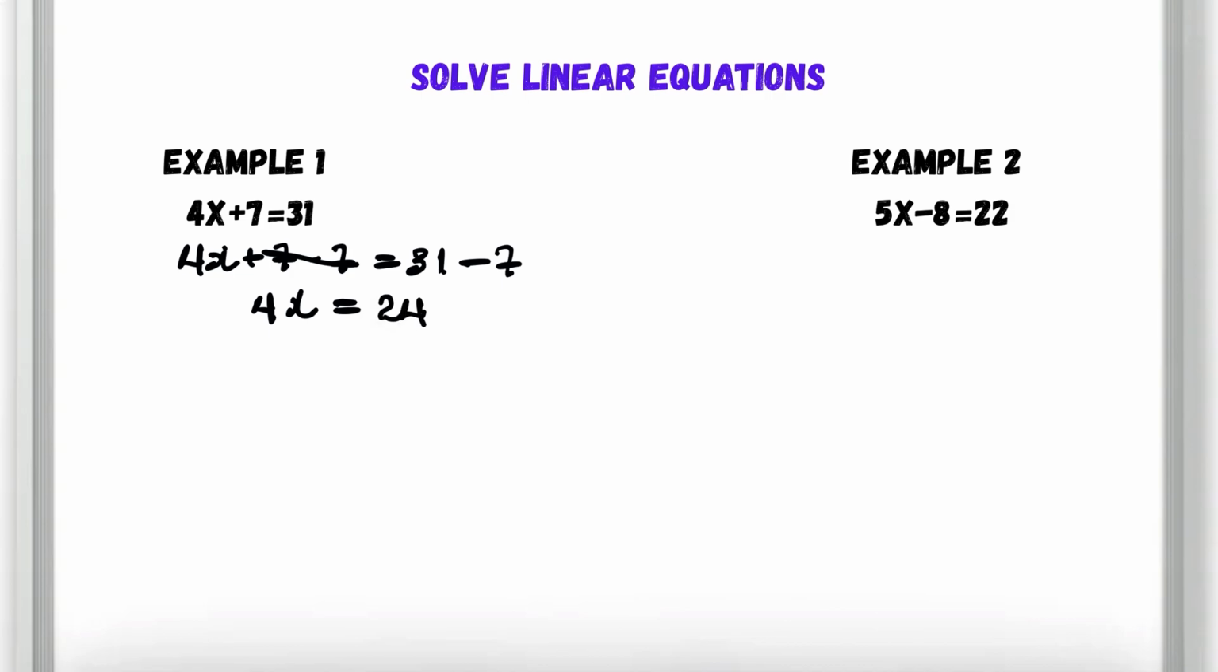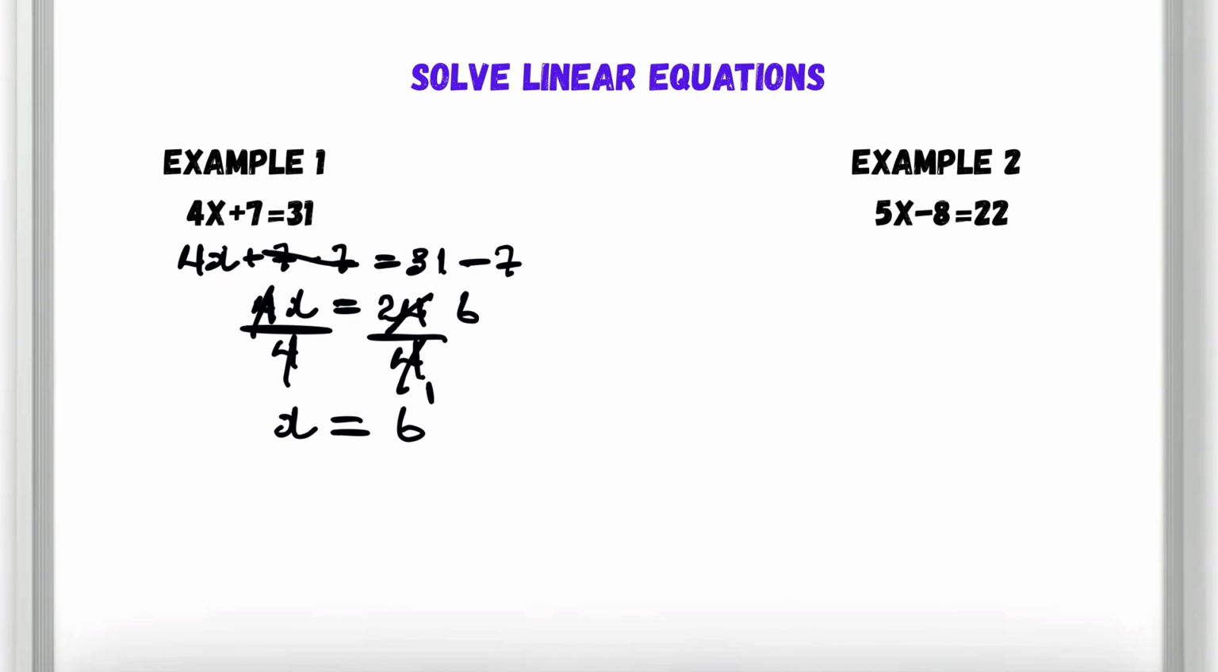24. Now, because the 4 and the x are being multiplied, we're going to also do the opposite operation, which is divide by 4 on both sides to keep it balanced. 4 into 4 goes 1. 4 into 24 goes 6 times. So therefore, in this case, we now have x by itself, and x would be equal to 6.